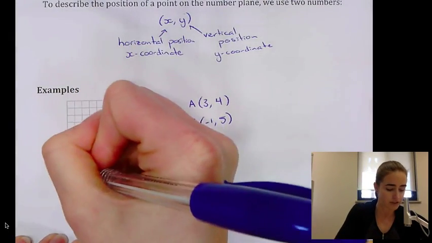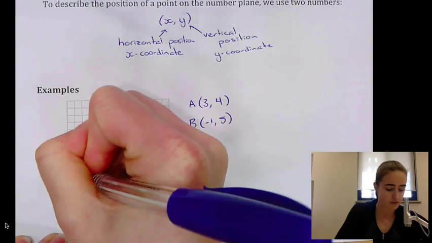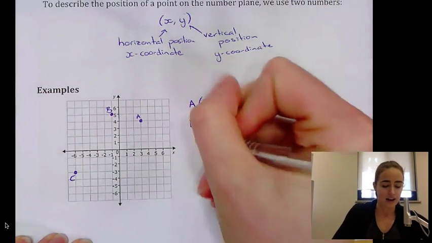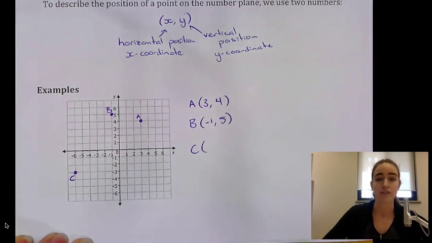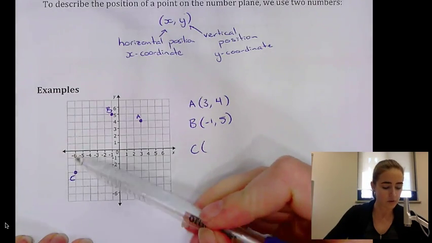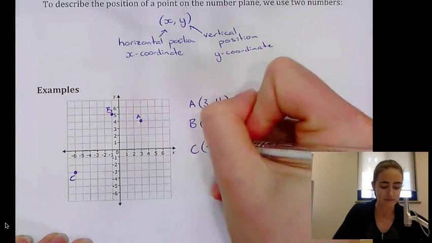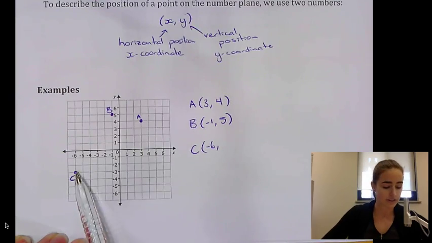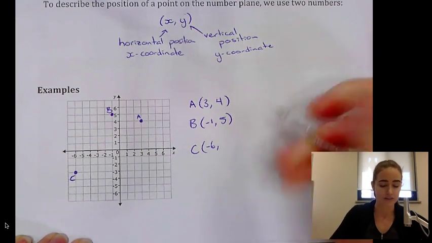All right, let's try a few more. Let's go this one here. Let's call that C. And we need to write down the coordinates of that point. So our x coordinate of that point is minus 6. And our y coordinate of that point is minus 3.